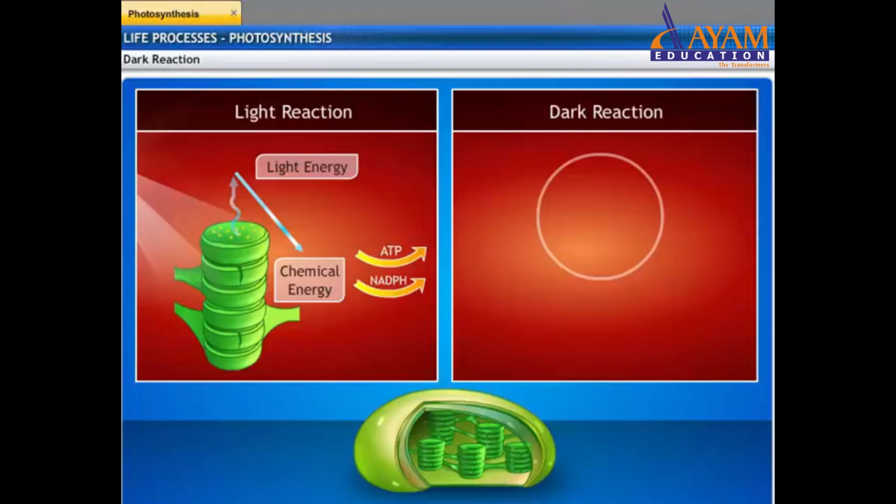Dark reaction takes place in the stroma of the chloroplasts by reducing carbon dioxide to carbohydrates, utilizing energy from ATP. It can take place with or without the presence of sunlight. Hence the name dark reaction. By the end of dark reaction, plants prepare glucose. This glucose is used immediately by the cell or stored in the form of starch.